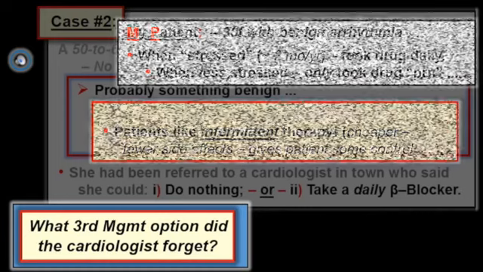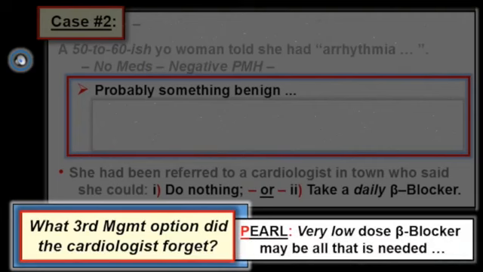Pearl. A beta blocker will be the most commonly used agent for such benign arrhythmias. Many patients surprisingly get good therapeutic response from an extremely low dose of a beta blocker. That may be all that is needed to attenuate sympathetic tone enough to control the arrhythmia. Therefore, be sure to try low doses of a beta blocker first when using this class of agent to treat a benign arrhythmia.